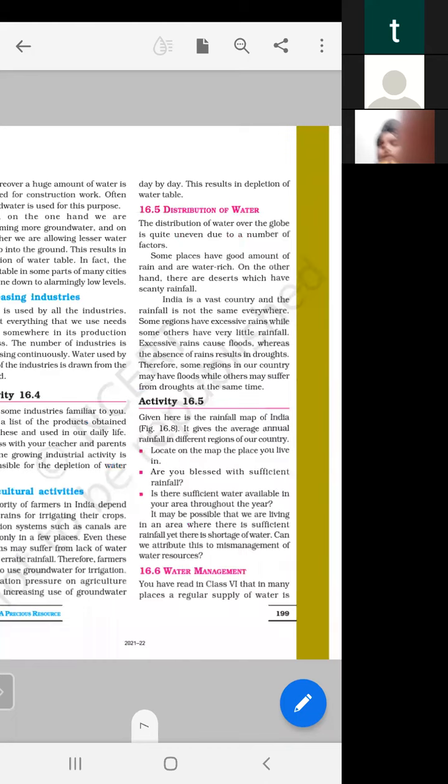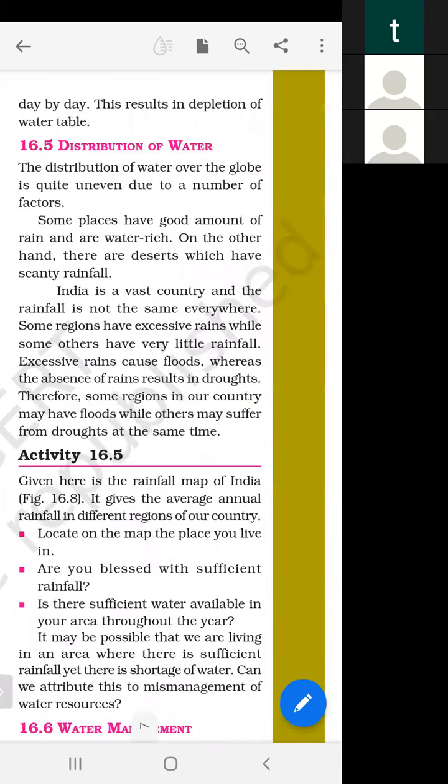The next topic is distribution of water: how water is distributed on earth. As we know, water is unevenly distributed on all parts of the earth. Some parts have excess water, some parts have less, and there are even some places where no water is available in any form, not in rivers, ponds, lakes, or underground. Water is so deep that it is impossible to pump it. So distribution of water is not even at every place.